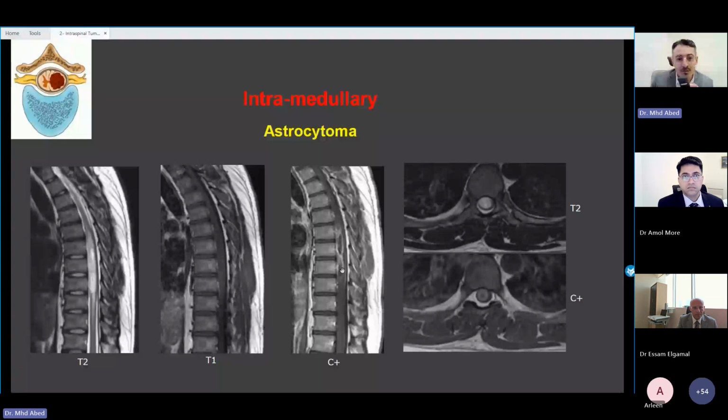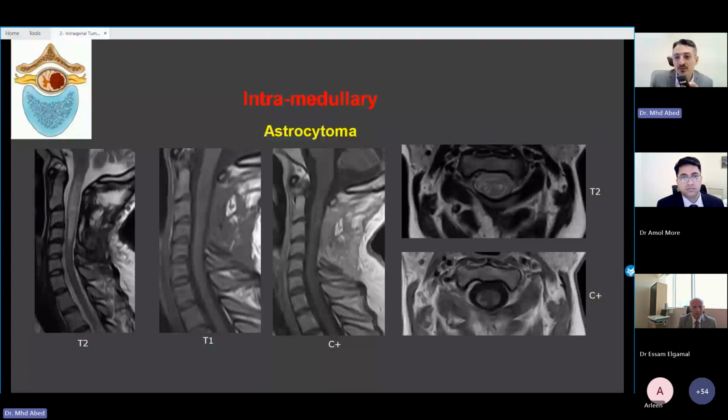And according to the patient's age is a key role in the diagnosis of the astrocytoma. This was also a young adult, and the histology was astrocytoma. Another patient with the same morphology, ill-defined margin. It's not very clear like ependymoma. And there is very minimal enhancement. We can see it here, and patchy-like enhancement in the axial view of astrocytoma.